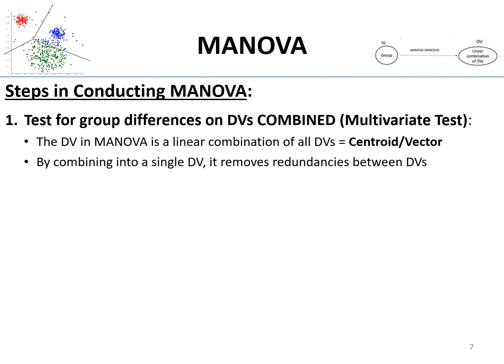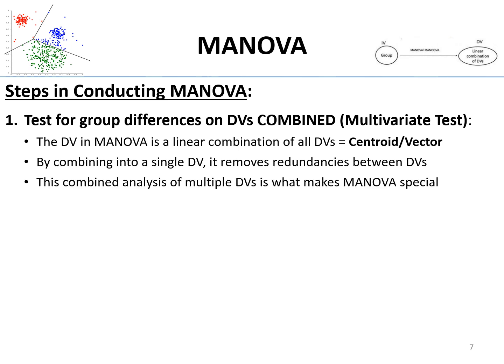By combining the dependent variables into a single multivariate dependent variable, it removes the redundancies or overlap or correlation between the dependent variables. It's only counted one time. The combined analysis of multiple dependent variables is what makes MANOVA special, that you can do a single test to compare multiple dependent variables to see if there's an effect of an independent variable at one time is what makes it special.